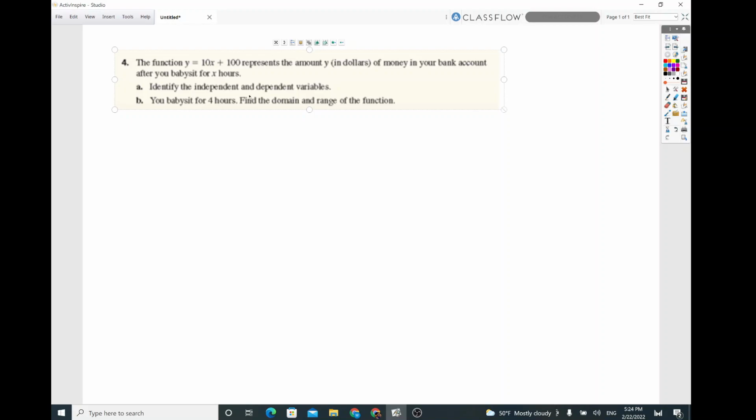The independent variable is always considered the variable x, because for x you can put in any real number you want. It can be negative, it can be 0, it can be positive. But in this case, x represents the time, so x must be greater than or equal to 0.